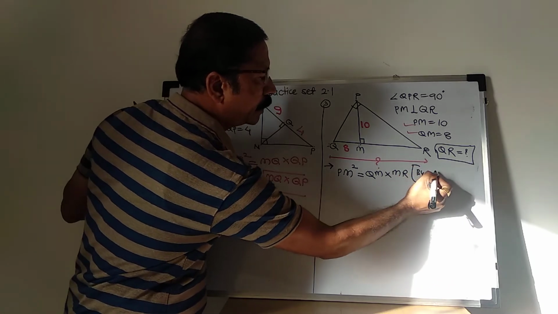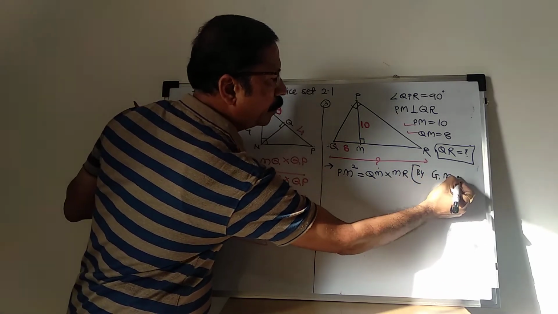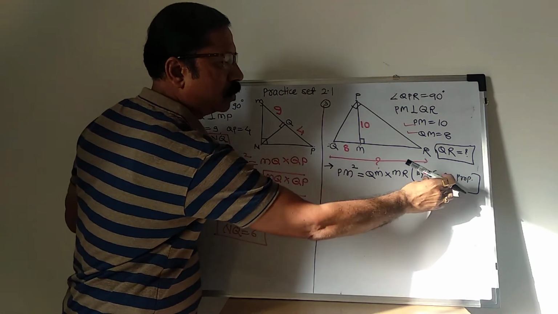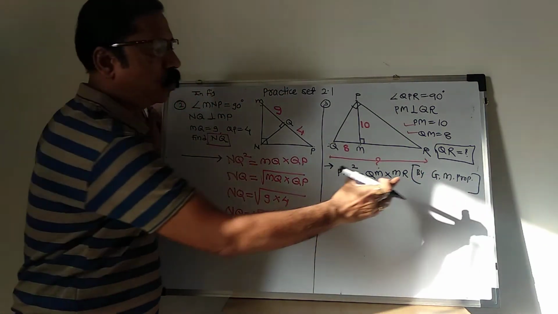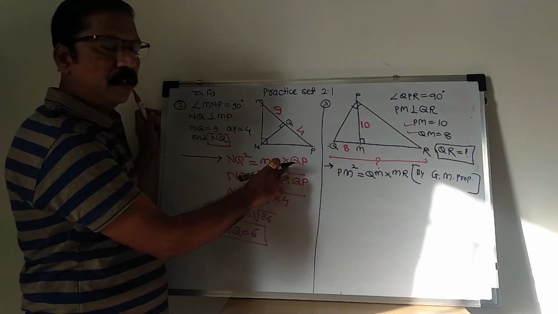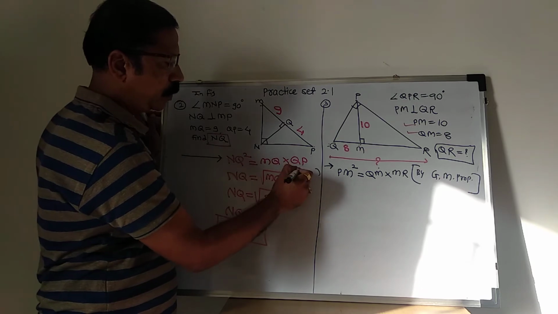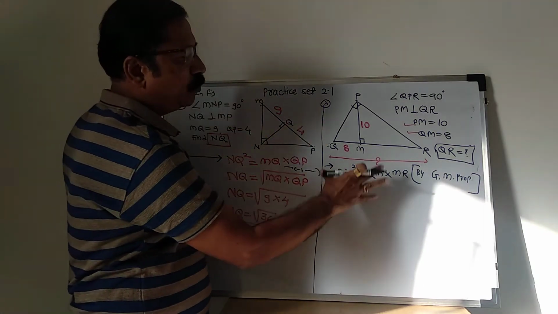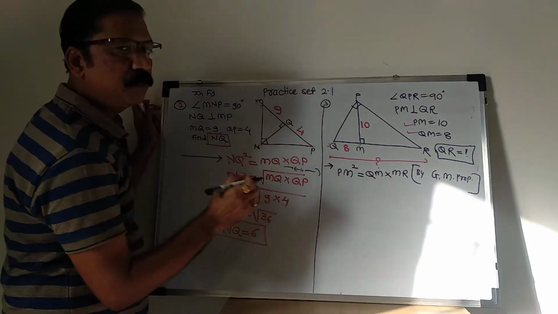By geometric mean property. Don't use the shortcut, write down in full form. By geometric mean property. Here also you have to mention the reason, by which property? Geometric mean property. So first step we selected the formula. Second step, substitute the values.